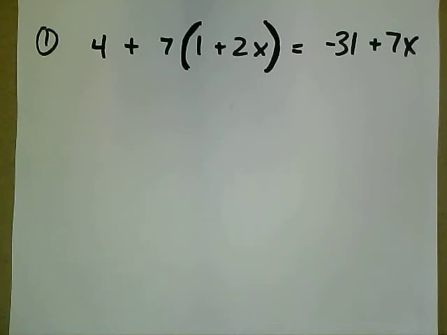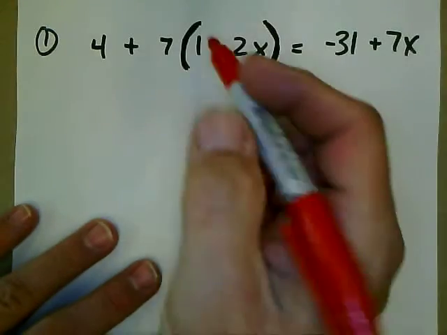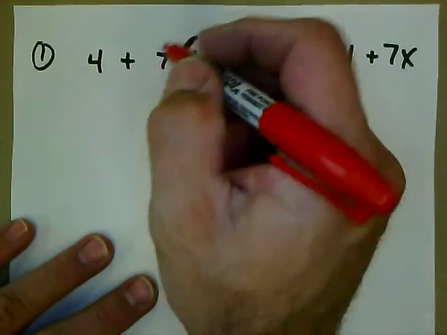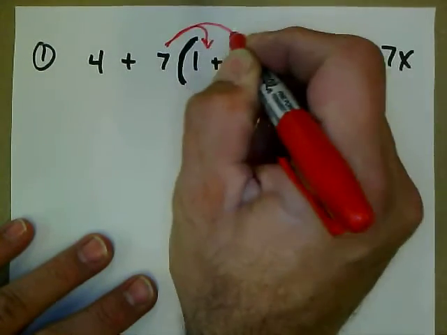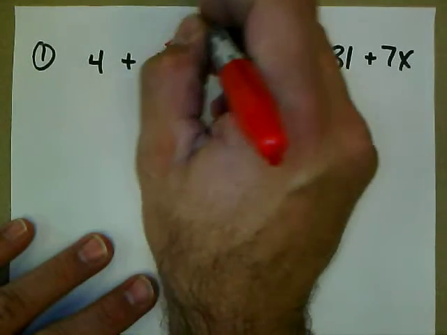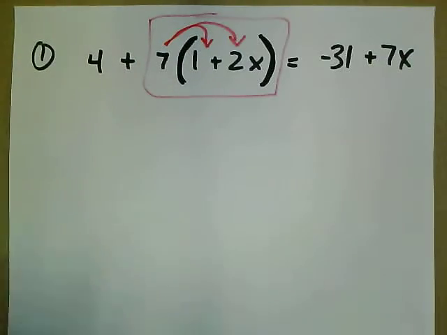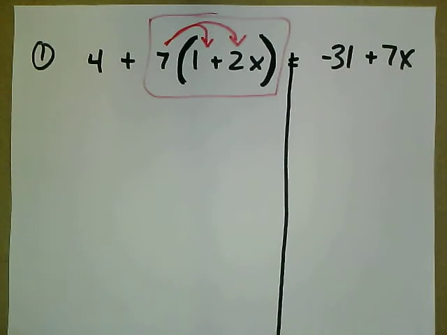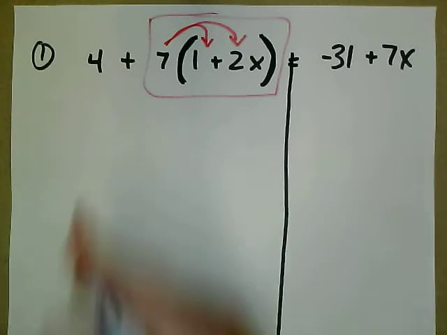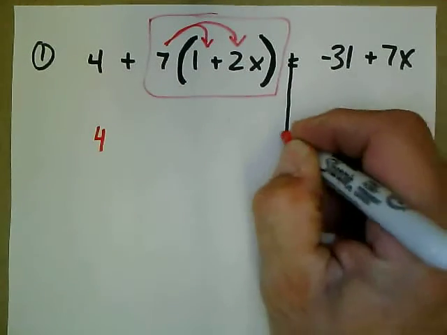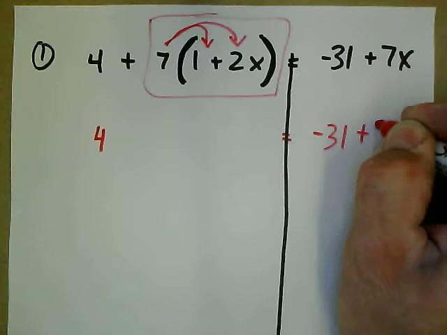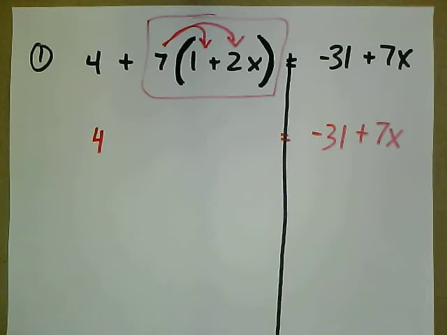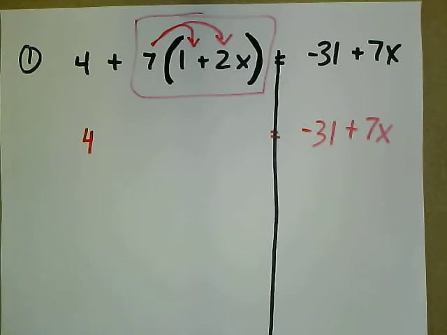So let's look at number 1. We're going to do 3 examples. Otherwise, this video is going to run long. So we're only looking at this portion of it right here. This part is what we're dealing with. The rest of these numbers can come down. Draw a line. All those numbers can come down. That 4 can come down, the equals, that -31, and that +7x. Why? Because we're dealing with that distribute part. That's all we're doing, the distribute. You ignore everything else.